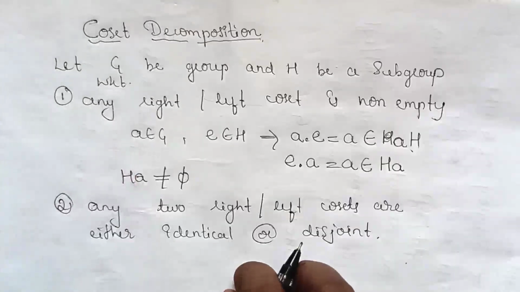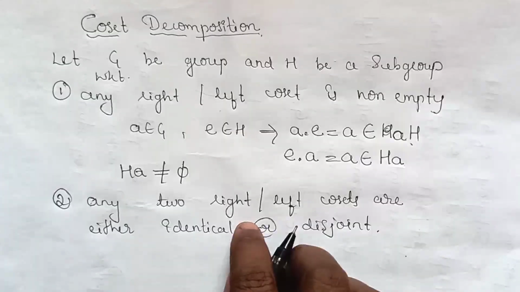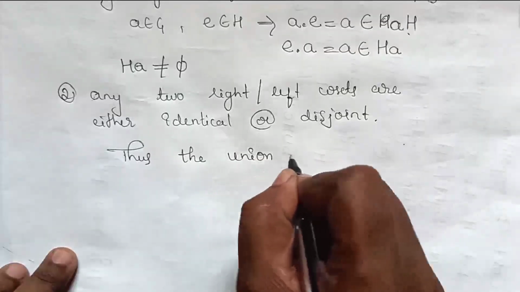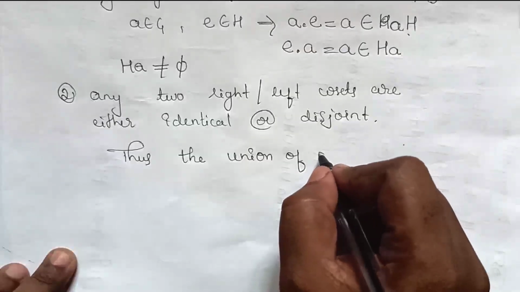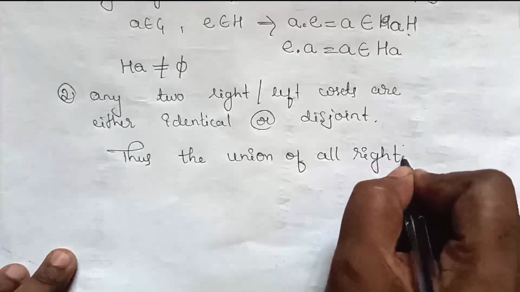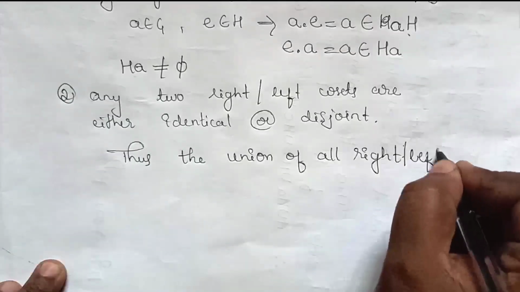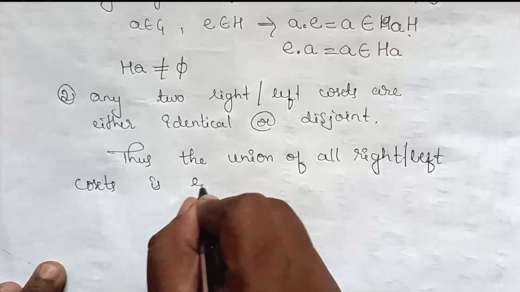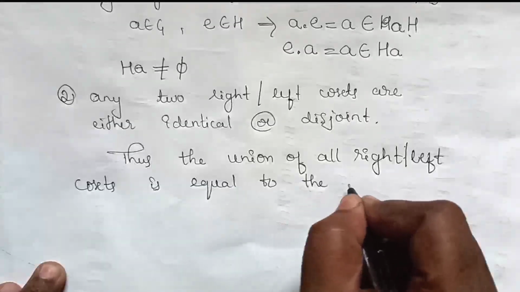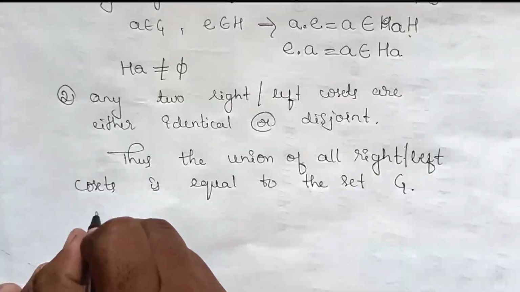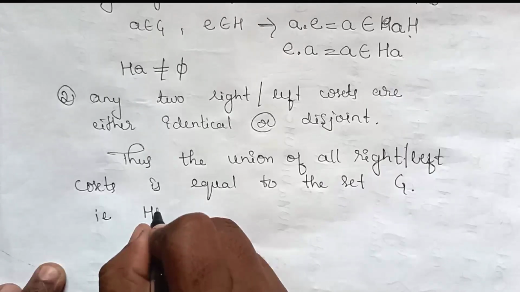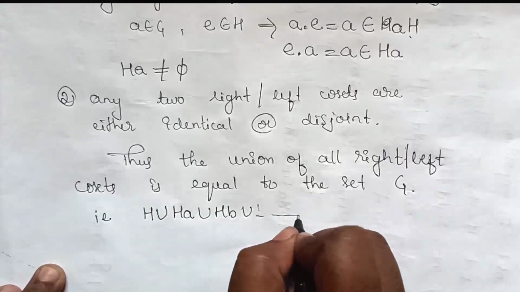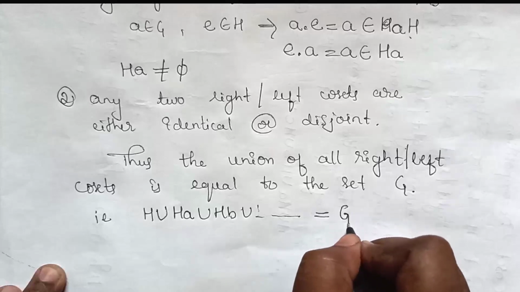So from these two facts we can conclude that the union of all right cosets, or you can use the left cosets, is equal to the set G. That is, we can write union of Ha, union Hb, union and so on, and we get the set G itself.